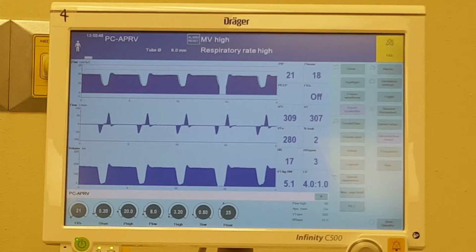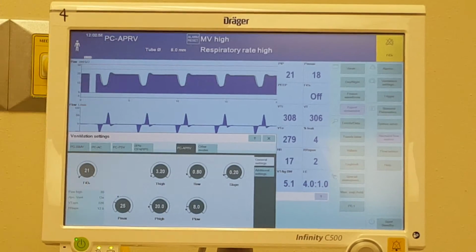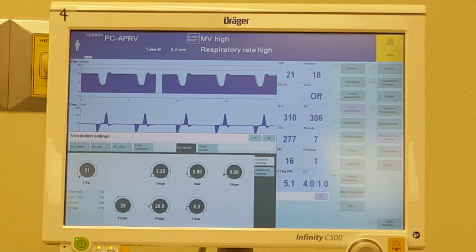We have our patient now in APRV, and how did I arrive at these settings? Notice I have the patient set on time high of 3.2, time low of 0.8. How did we arrive there?